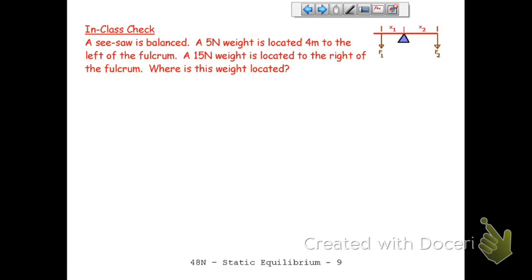So it says a seesaw. See, there I used it. The seesaw is balanced. A 5 Newton weight is located 4 meters to the left of the fulcrum. The fulcrum, that's a technical term, that's the balance point. And we have a 5 Newton weight. I just gave you the weight, I didn't give you the mass. I could have given you the mass. Unless you're told otherwise, it's in the Earth's gravity, so it's going to be 10 meters per second squared, 10 newtons per kilogram. It's like it's in the room. And this is going to be 4 meters.